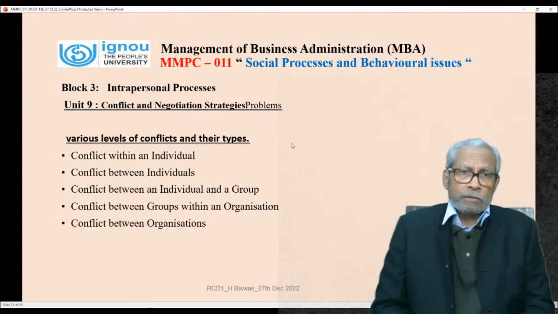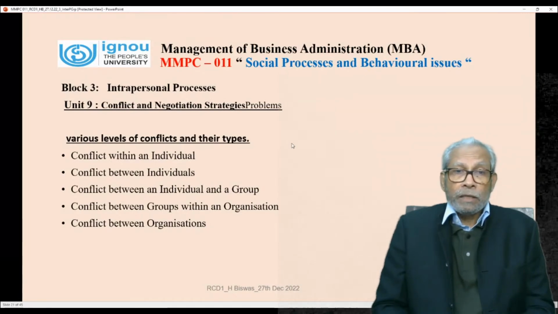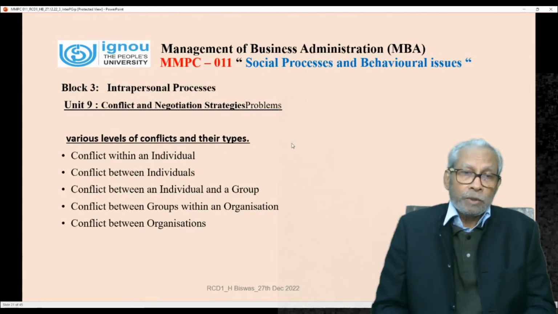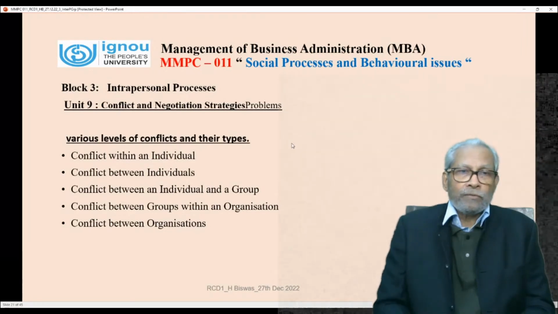Various levels of conflict and their types: conflict within an individual, conflict between individuals, conflict between an individual and a group, and sometimes conflict between groups within organizations, and conflict between organizations. So this is the way we can distinguish different levels of conflict and their types.